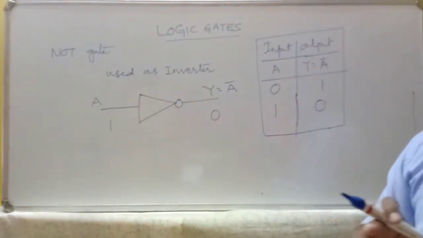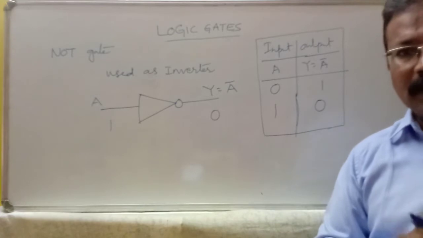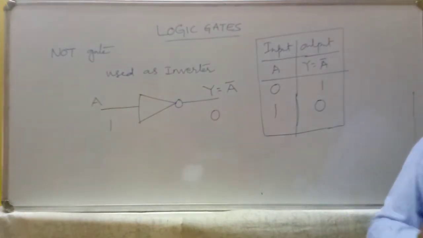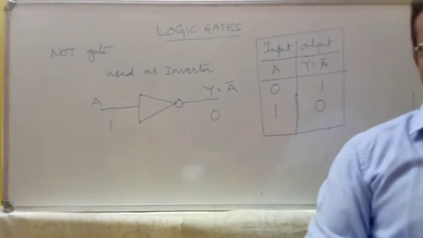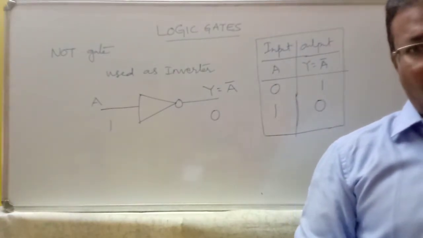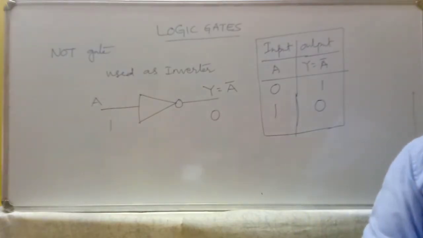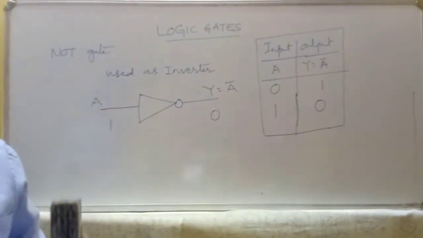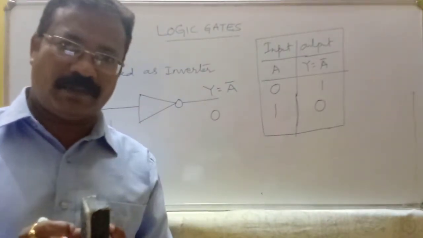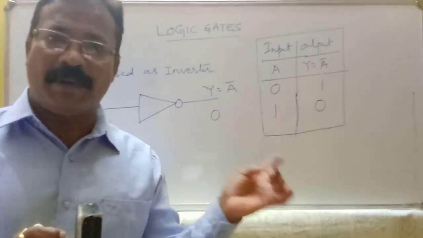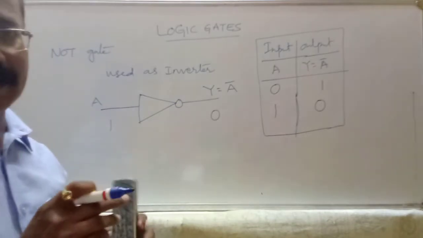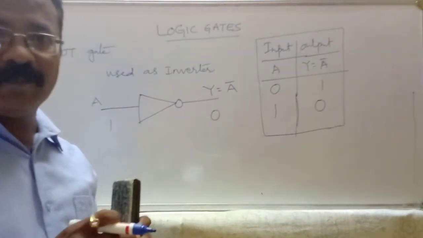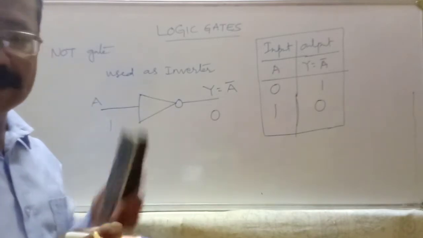So, AND gate is used for logical multiplication. OR gate is used for logical addition. NOT gate is used for inversion, also called complement. So, these three are the basic logic operations: addition, multiplication and inversion. That's why these three gates, AND gate, OR gate, NOT gate, are called basic gates.